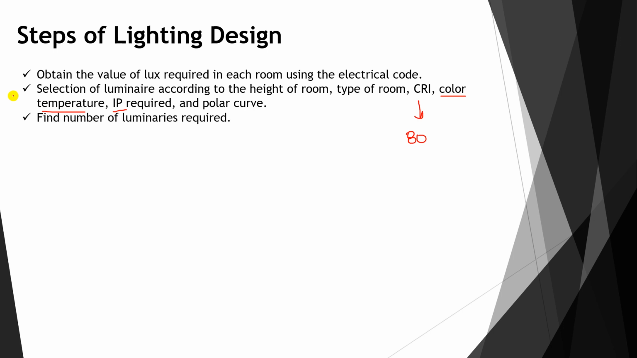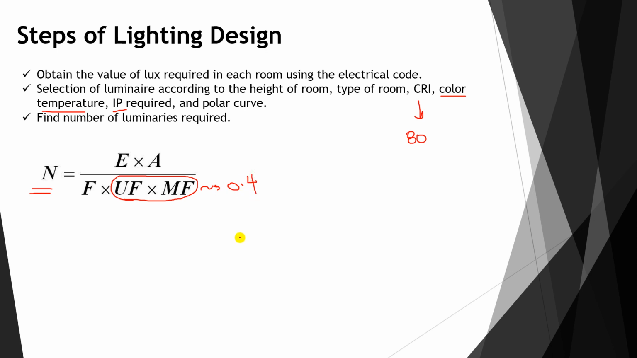And finally, when we select our luminaire according to the application, we will get the number of luminaires required. So how can we get the number of luminaires finally? N, which is the number of luminaires, is equal to E multiplied by A, divided by F multiplied by the utilization factor and the maintenance factor. We discussed these two factors, and we said usually their multiplication is taken as 0.4.